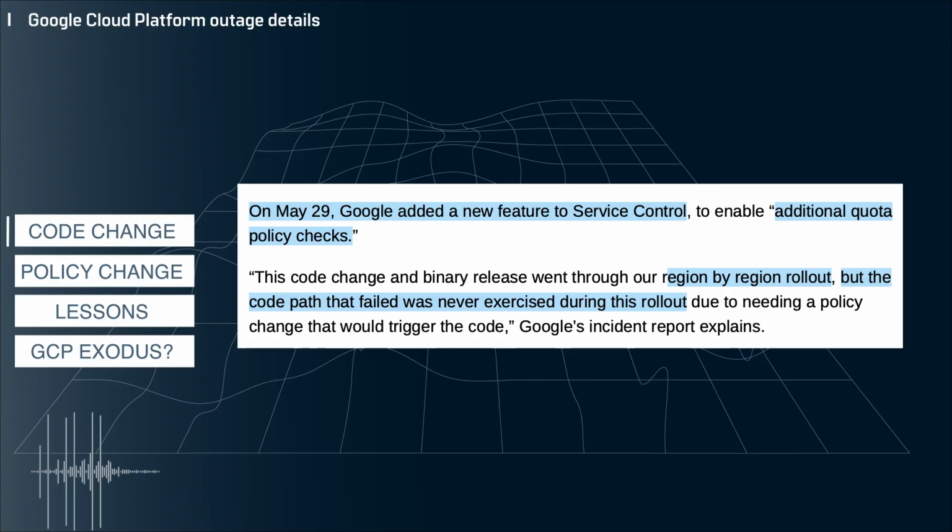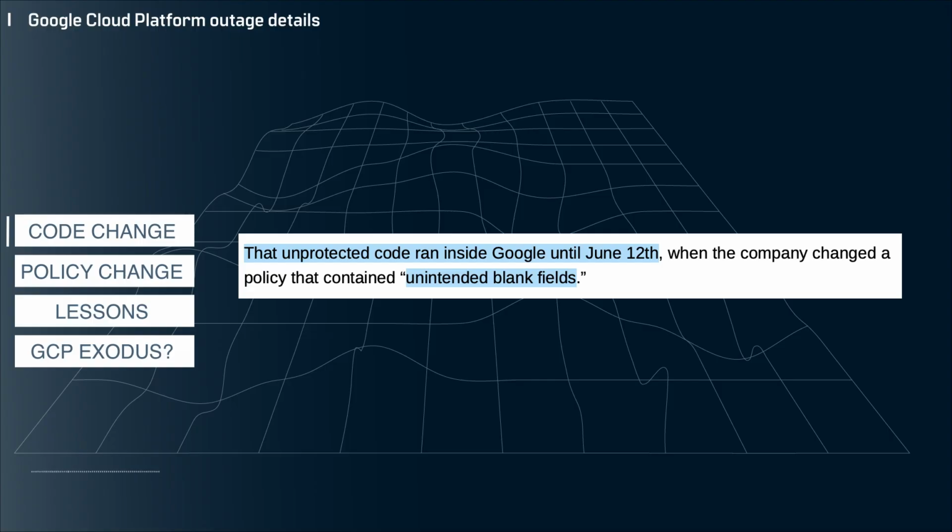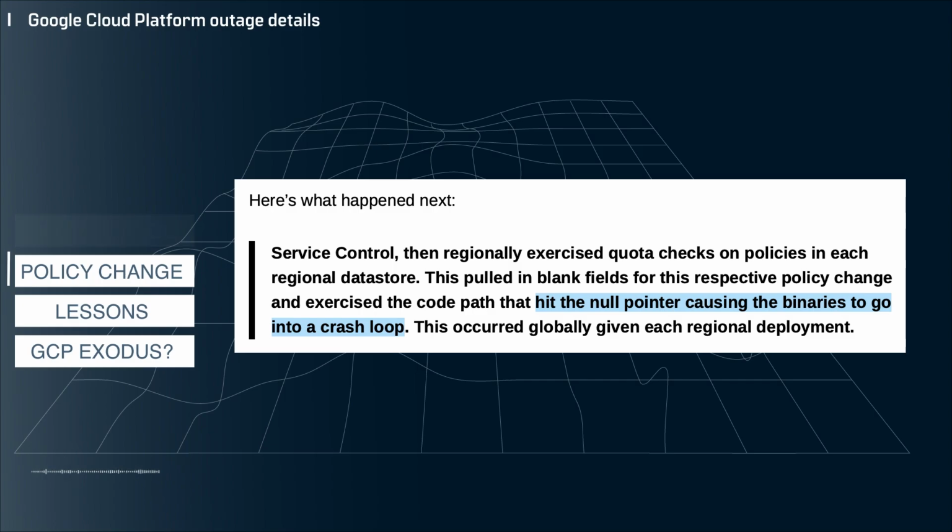The code was rolled out region by region and everything seemed fine until June 12th, when the company changed a policy that contained unintended blank fields. This caused the new code path to execute and included a null pointer, causing the code to enter a crash loop, and the issue propagated globally from there.